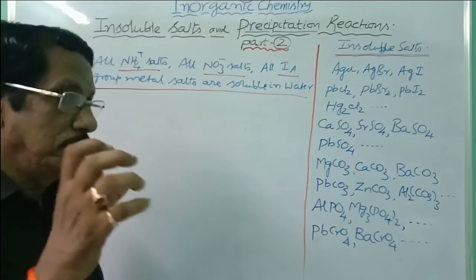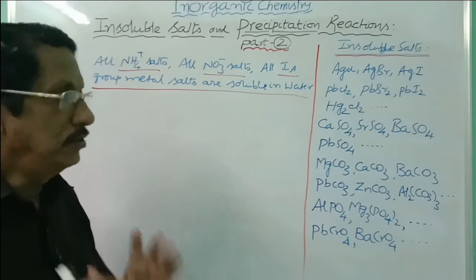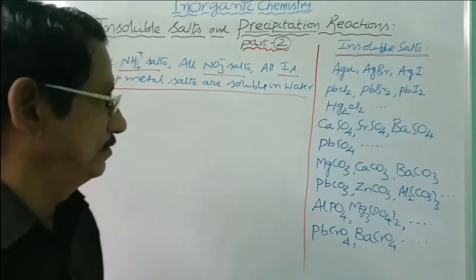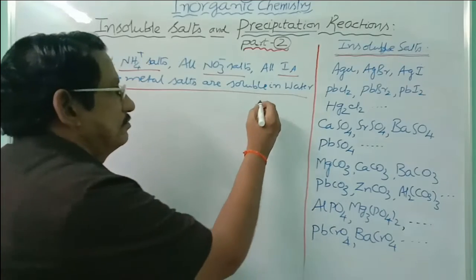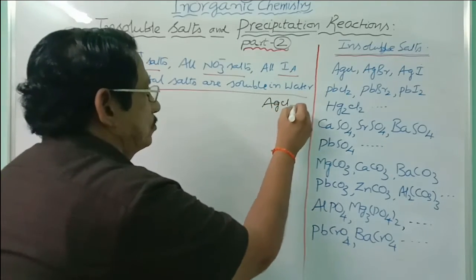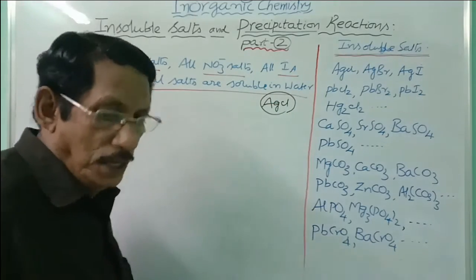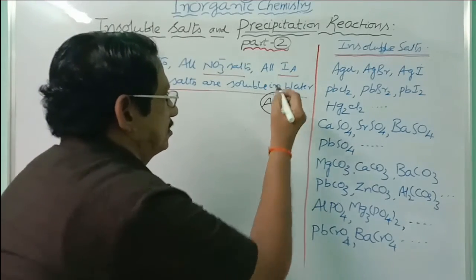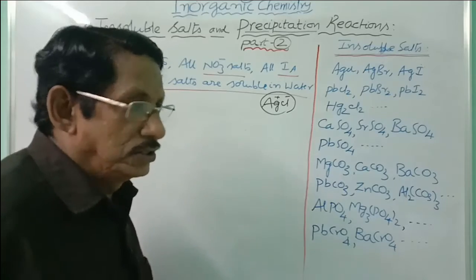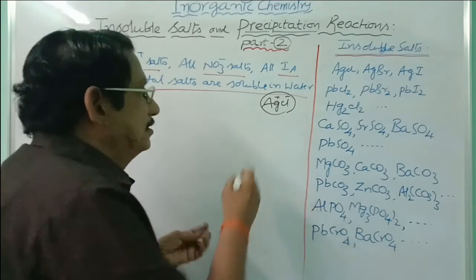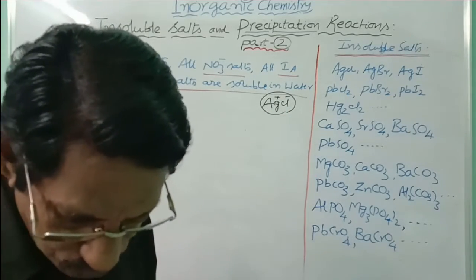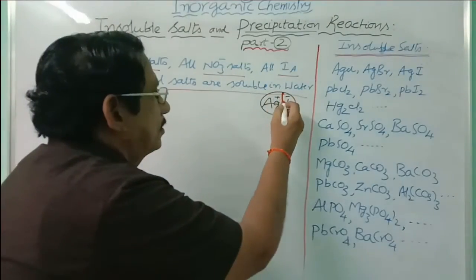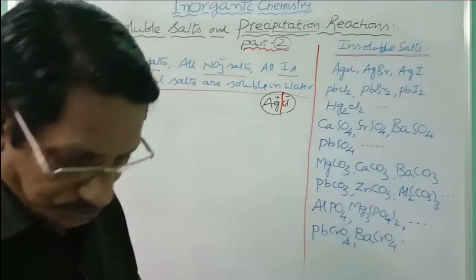You have to take soluble salt solutions. Now let us try to write the precipitation reaction equation for AgCl. AgCl is insoluble, and it contains two parts: one is the Ag plus ion, the other is the Cl minus ion. Now you have to take these two ions separately, in the form of solutions.